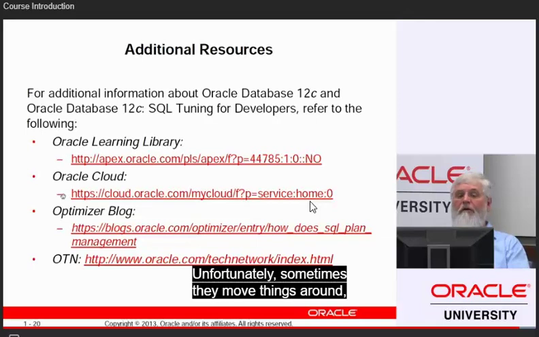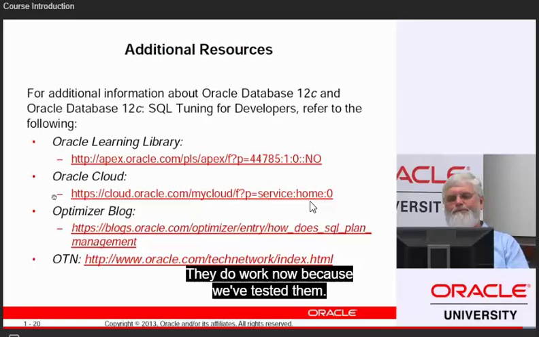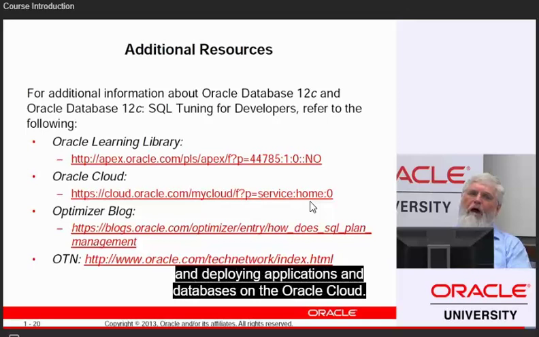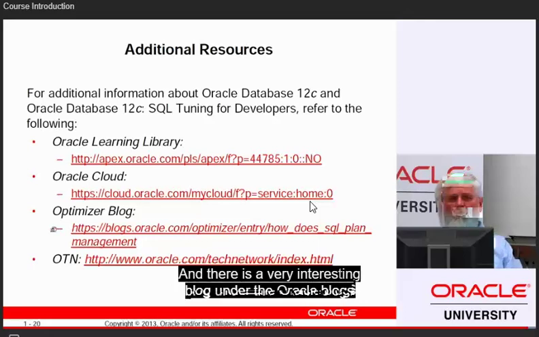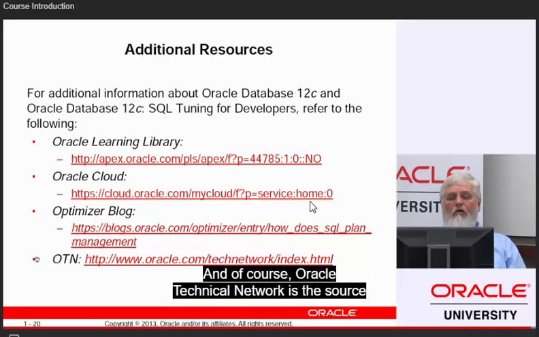Okay. There is also information about the Oracle Cloud and deploying applications and databases on the Oracle Cloud, so we have a URL on that. And there is a very interesting blog under the Oracle blogs around the optimizer and having a look at the details of the optimizer. And of course, Oracle Technical Network is the source of interesting technical information about the Oracle products, including the Oracle database.